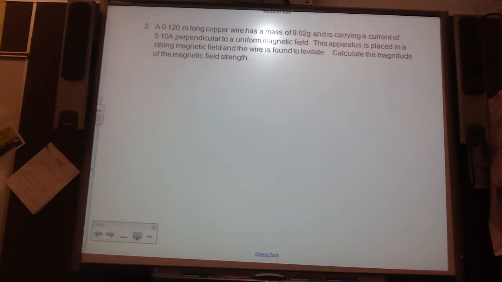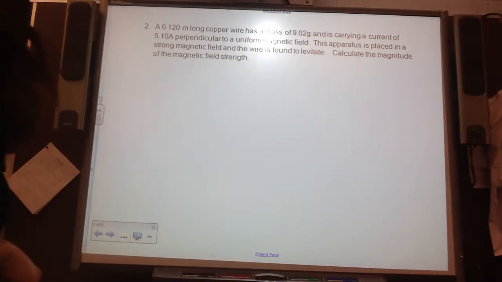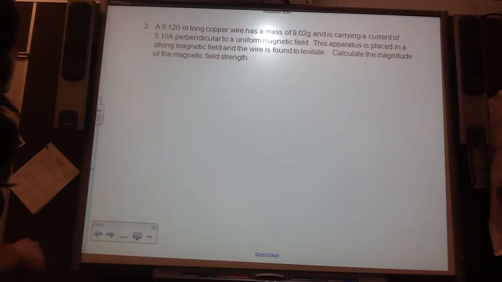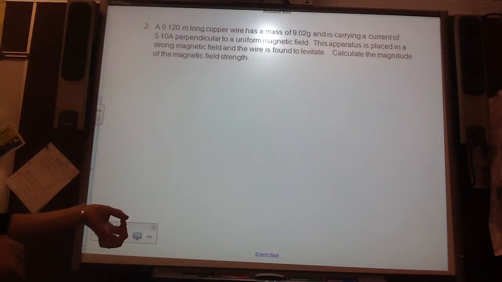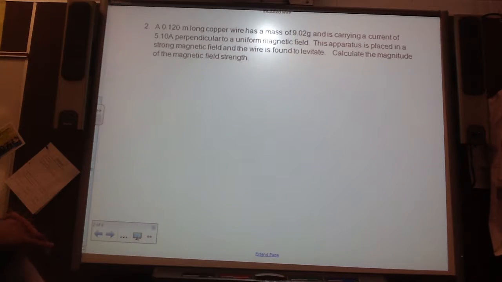Okay, so we have a long copper wire, and we're given its mass, it's carrying a current, and it's perpendicular to the magnetic field, so that's important, so we know it will experience a force. This apparatus is placed in a strong magnetic field, and the wire is found to levitate. Levitate means just like stay the same, right? It doesn't get pushed down or it doesn't get pushed up. So what do we know about its force then?